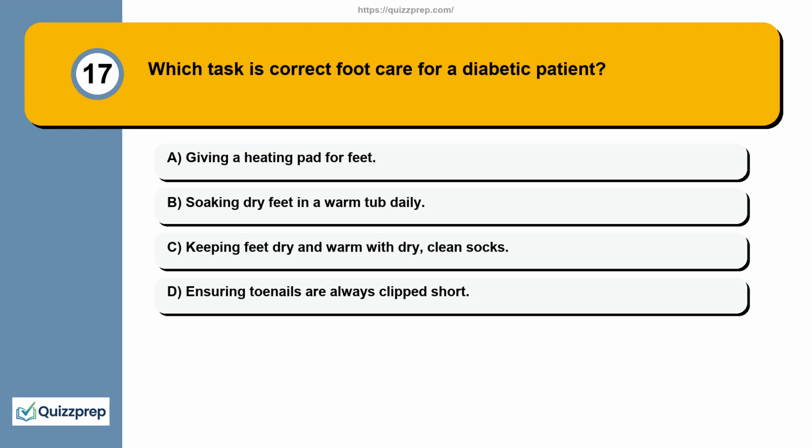Question 17. Which task is correct foot care for a diabetic patient? Giving a heating pad for feet. Soaking dry feet in a warm tub daily. Keeping feet dry and warm with dry, clean socks. Ensuring toenails are always clipped short.